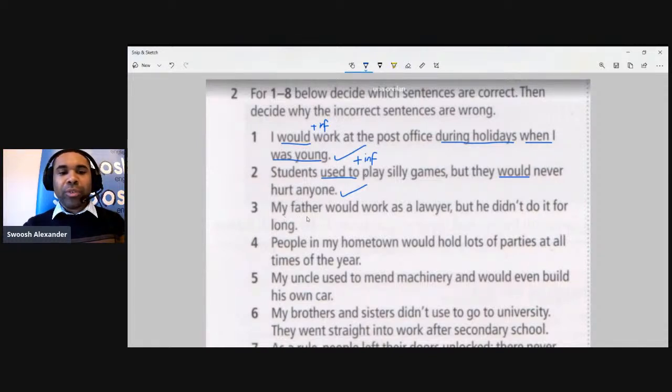Let's have a look at number 3. My father would work as a lawyer, but he didn't do it for long. So would work. What do we think about this one? Is this a correct sentence?